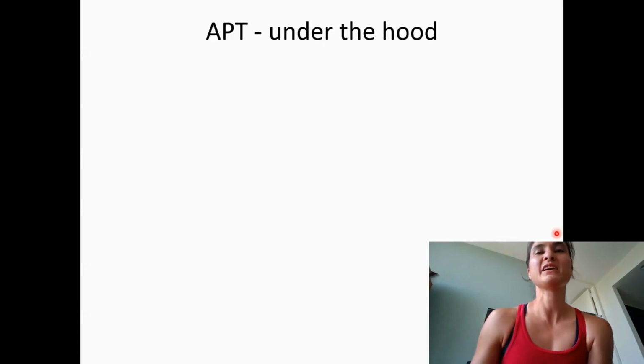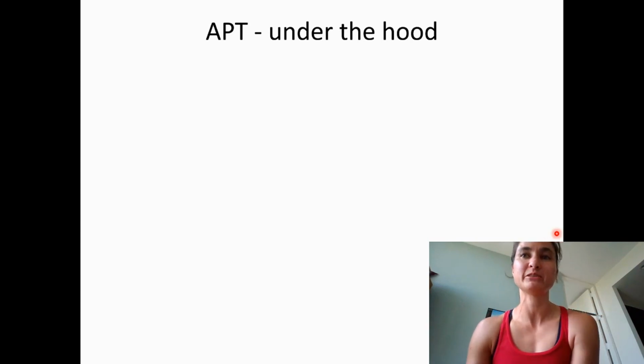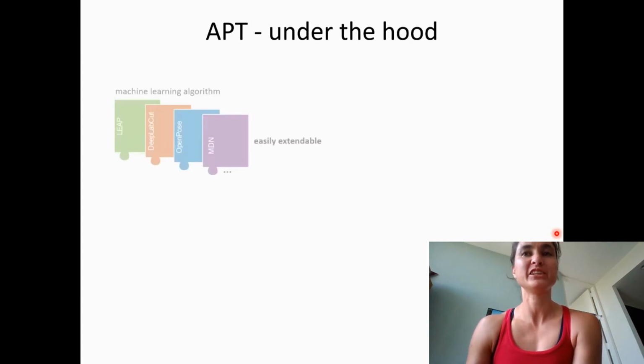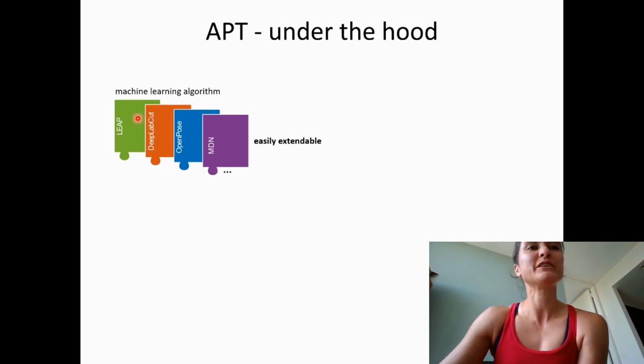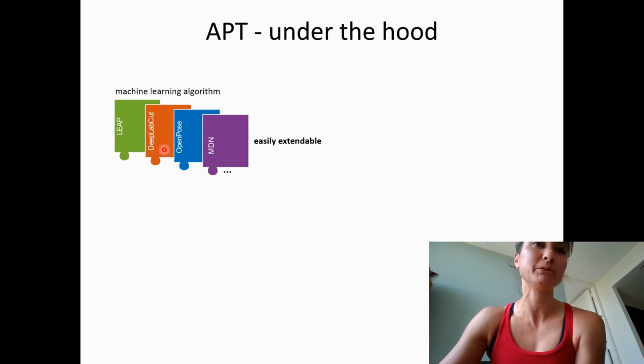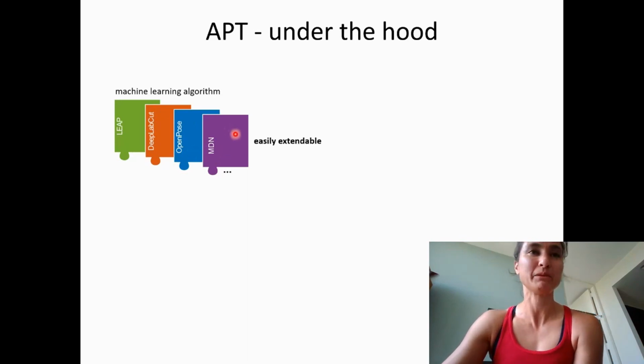So to implement this, we realize that pose tracking is an active field of research, and we've designed our system with this in mind. The exact architecture and training algorithm that we're using is one module of the software. For instance, we've implemented a bunch of different algorithms, including LEAP and DeepLabCut, which are commonly used for animal pose tracking, as well as OpenPose, which is used in human tracking, and our own algorithm, mixture density networks. This is really easily extendable, and as new algorithms are developed, we hope to add them to APT.